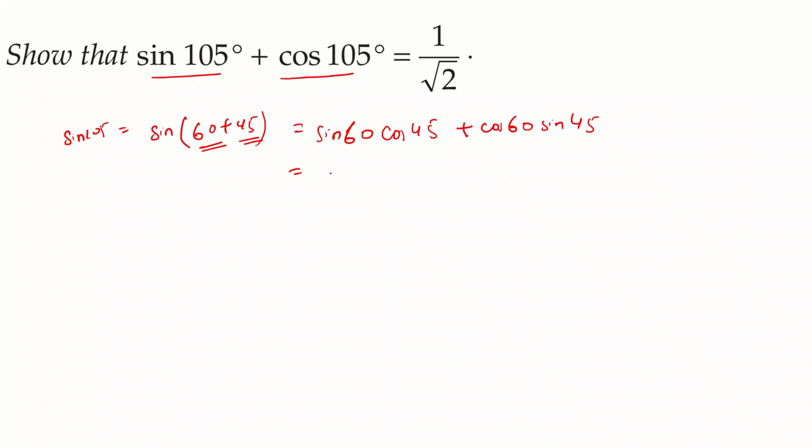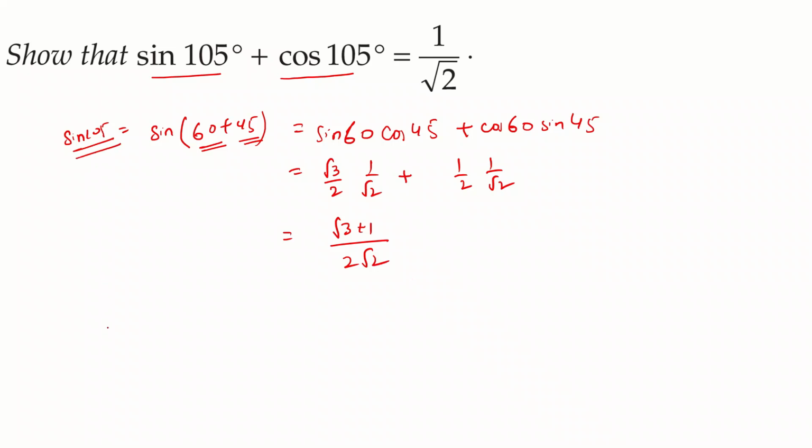What is sine 60 degrees? Sine 60 degrees is root 3 by 2. Cos 45 is 1 by root 2. Plus cos 60 degrees is half, and again 1 by root 2. So what we have is root 3 plus 1 by 2 root 2. So this is the value of sine 105 degrees.